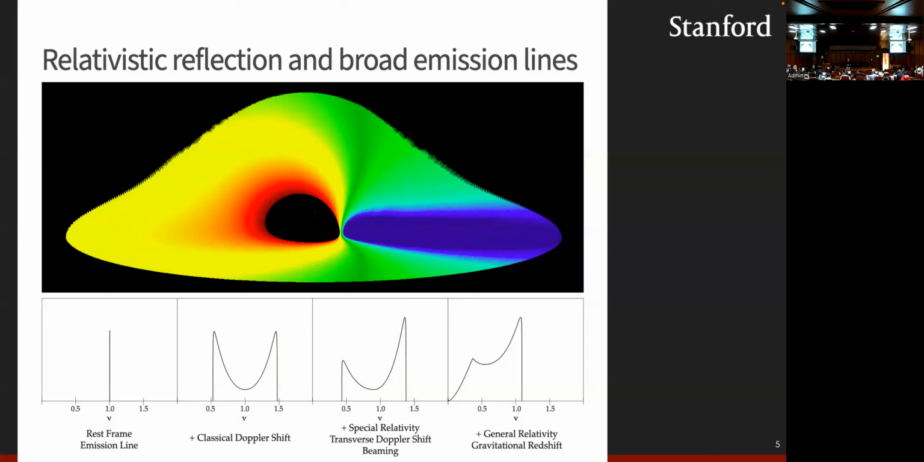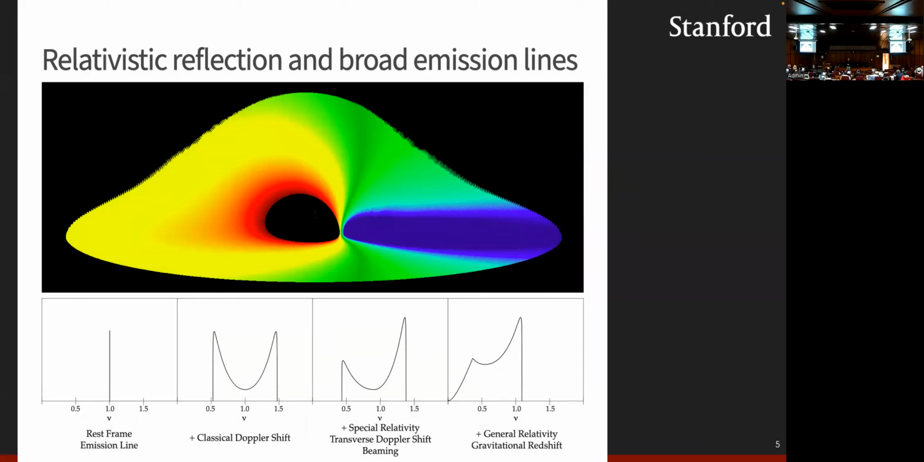However, if instead of using classical physics to calculate our Doppler shift, we use special relativity, which becomes important because at our innermost stable orbit around the black hole, the orbital velocity is half the speed of light. So we can't use a classical Doppler shift formula here. We need to use the special relativistic Doppler shift formula. We have two additional effects.